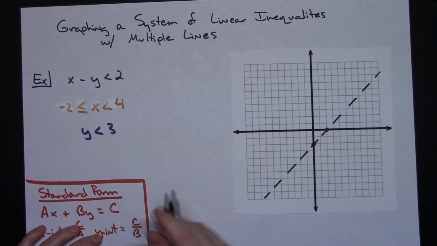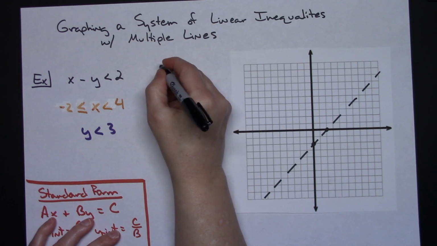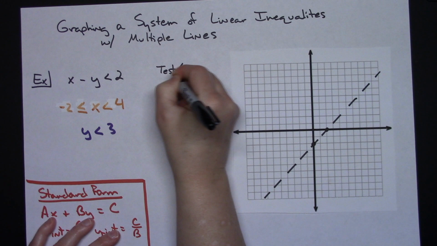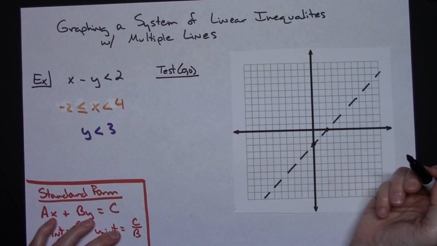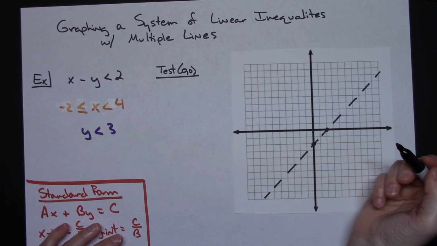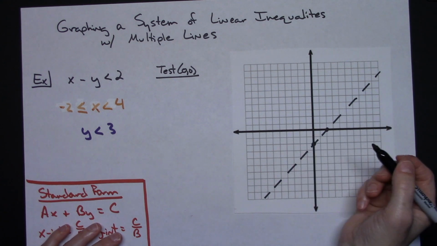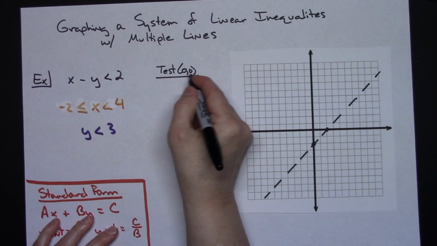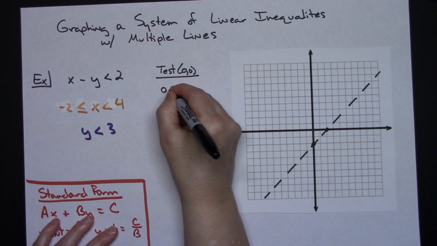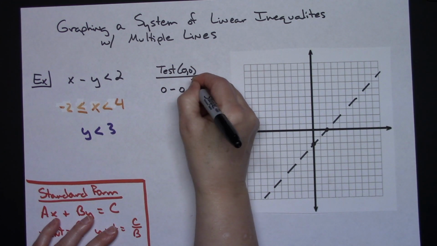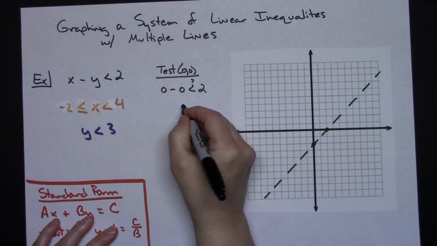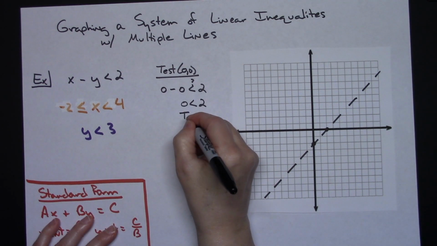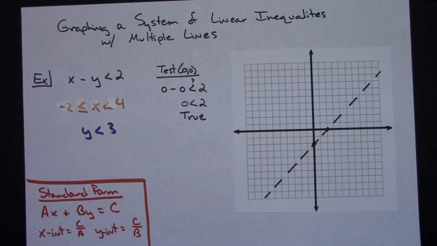Now, I do have to decide which way I'm going to shade, so I'm going to test the point 0, 0, which is common and standard for what we do. We test that 0, 0 point to determine whether or not that point will be a solution. So I'm going to plug it into this equation, plugging x in for 0, y in for 0. So I'm going to have 0 minus 0 is less than question mark 2. Is 0 less than 2? Yes, that is a true statement. 0 is less than 2.